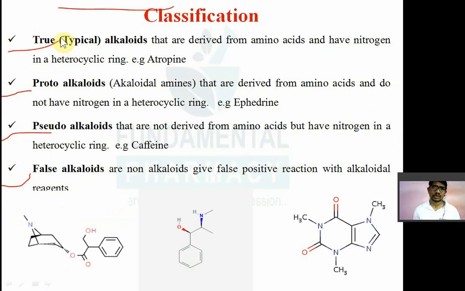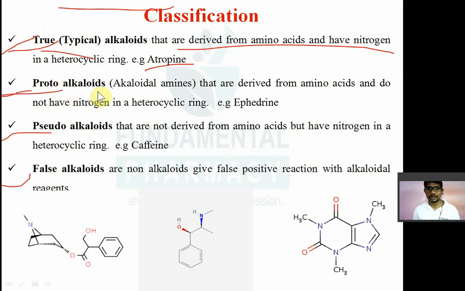They are also known as typical alkaloids, and true alkaloids are biosynthesized from amino acids. They are derivatives of amino acids, and nitrogen is present in the heterocyclic ring. For example, atropine is a true alkaloid where nitrogen is present in the heterocyclic ring. Such alkaloids are known as true alkaloids. Remember, they are biosynthesized from amino acids, and nitrogen is present in the heterocyclic ring.